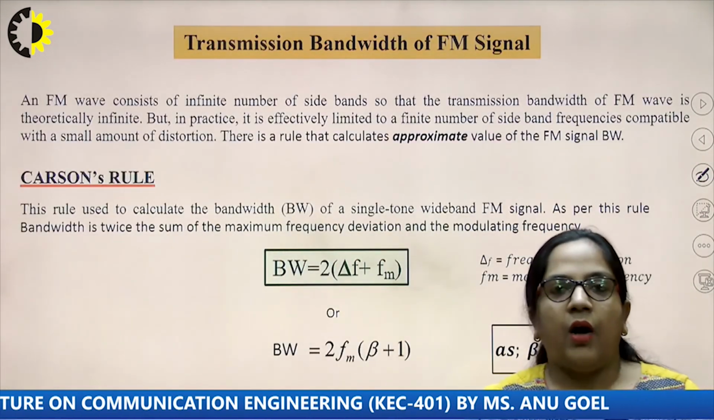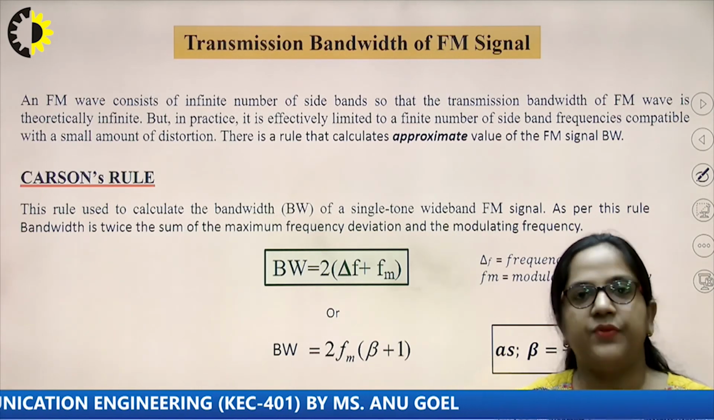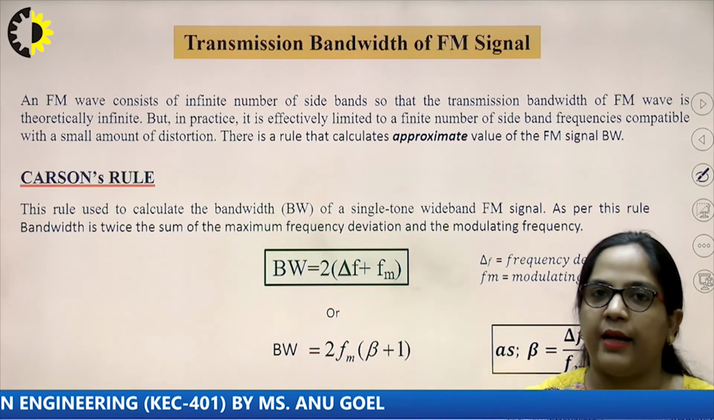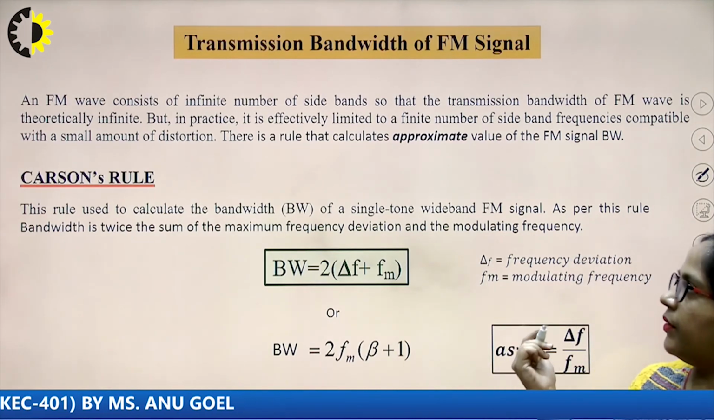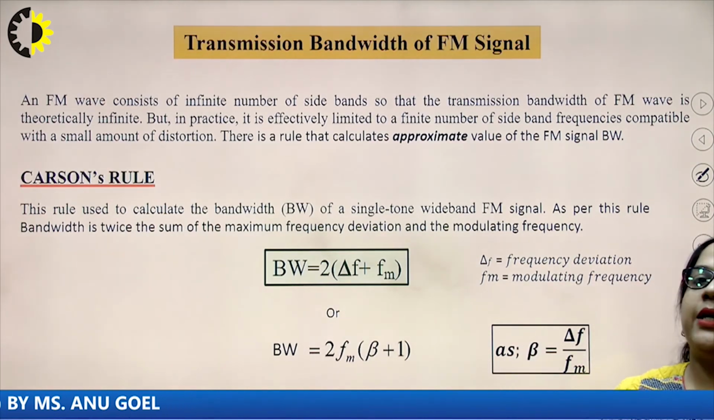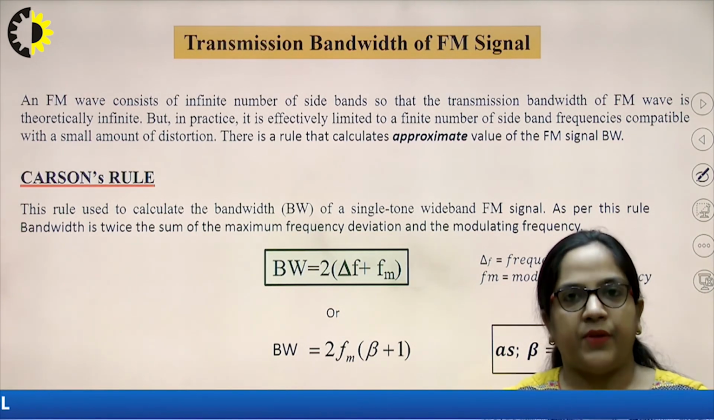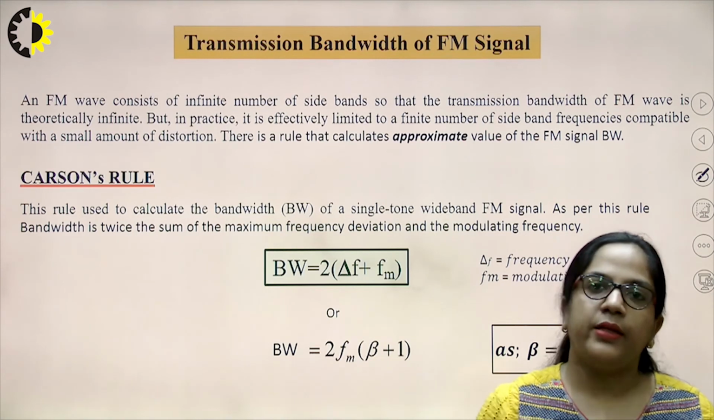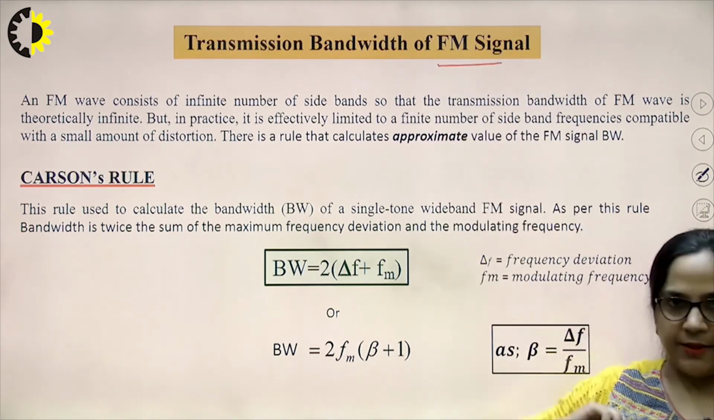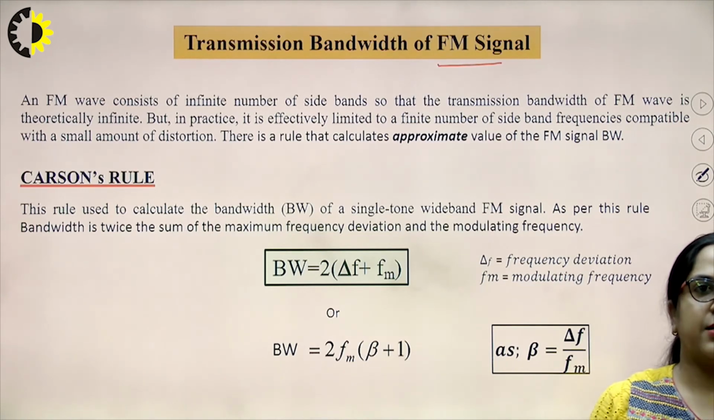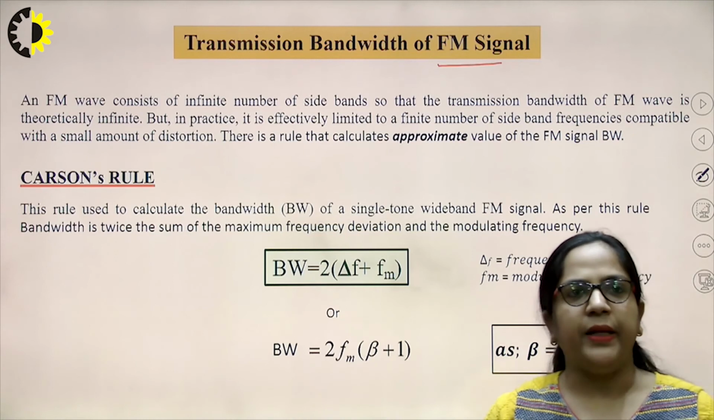Now, how can we calculate the transmission bandwidth of FM signal? In the last lecture we have seen how we can represent FM signal in terms of its complex envelope and in terms of Bessel's function, which will help us to calculate the bandwidth of our FM signal. But according to that expression, the theoretical bandwidth of FM signal is infinite, as the number of sidebands is infinite.